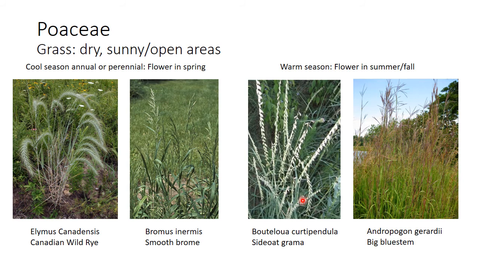Here we have side oats grama, and you can see the racemes here. And then big bluestem, our state grass. And here you can see one of the most identifying parts of the big bluestem. These two are also warm season grasses, so you'll find them flowering more in the summer and fall, and they are oftentimes easier to identify during that time.